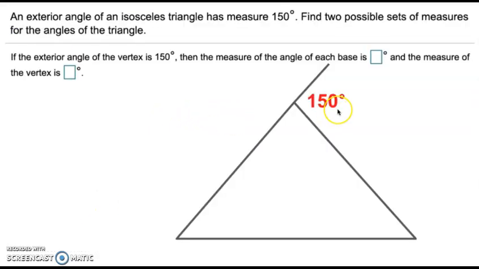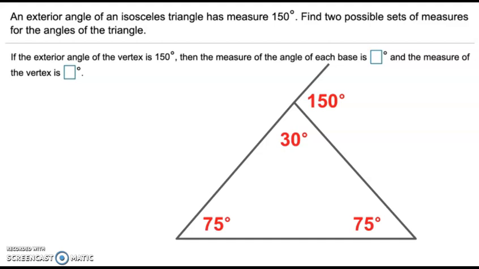So now, the exterior angle of the vertex is 150. So to find the measure of the vertex, subtract from 180, and we get 30. Now the next part we can do one of two ways. We can either subtract 30 from 180 and divide by 2 because all three of these add up to 180, or if you remember our exterior angle rules, the two remote interior angles add up to the exterior angle. So if these are the same, just divide 150 by 2, which gives you 75.